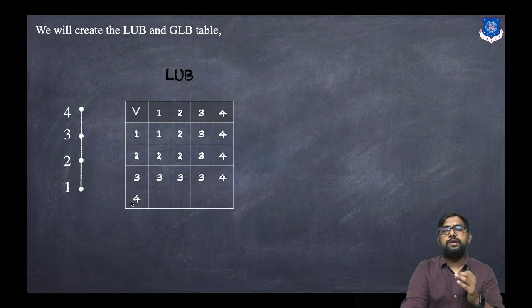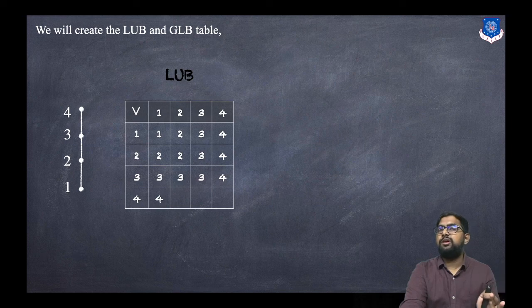Fine. Then 4. Now least upper bound. You can see that this 4 is the greatest element of the whole graph. So what will be the answer? It will be 4, 4 everywhere. Fine. So this is how you can create the LUB table.